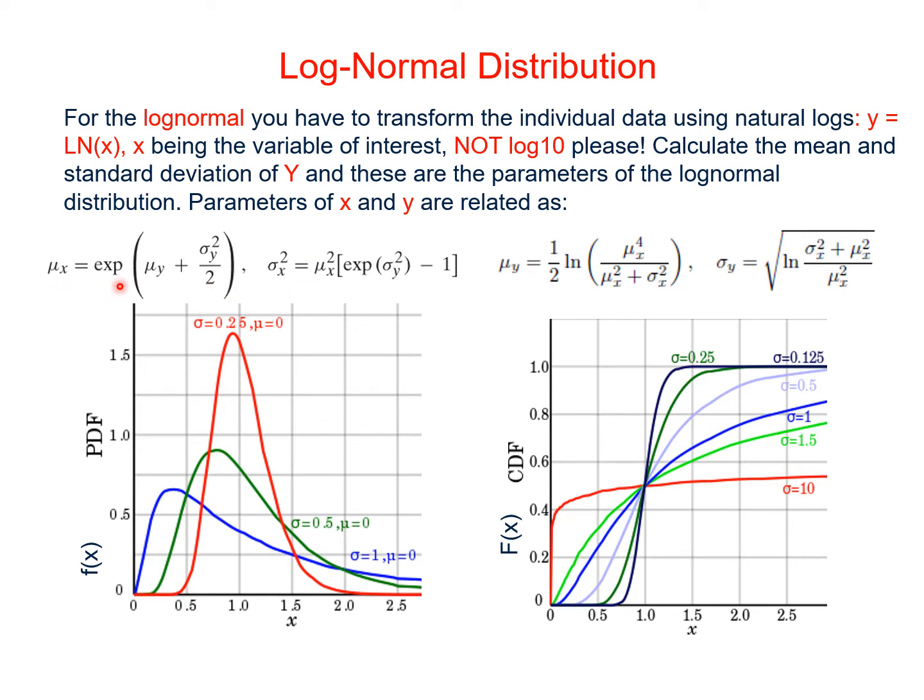mu x equals e to the power mu y plus sigma y square over 2, where x is the normal data and y is the log transformed data, and sigma x square equals this equation. Or you can rearrange to find sigma y and mu y. Okay, so if you know mu and sigma of the normal data, you can calculate mu and sigma of the log transformed data.